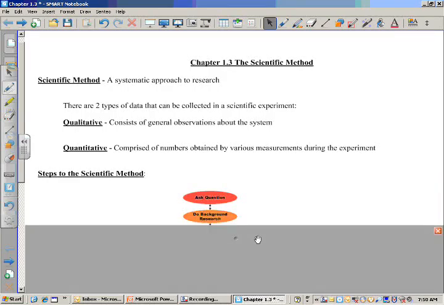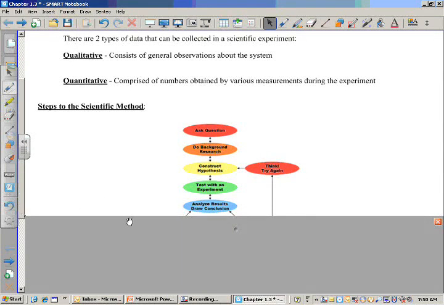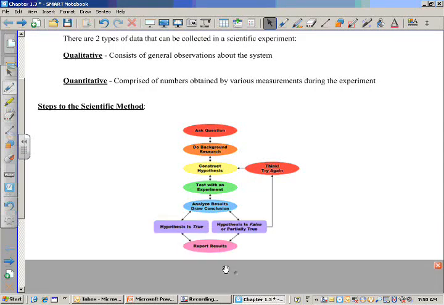When carrying out scientific research, there are several steps that need to be done. The first step is to ask a question. If there's no question to be asked, there's no reason to be researching. For example, if we wanted to study the effects of listening to music while studying for a test, our question may be, what are the effects of music while studying for a test?